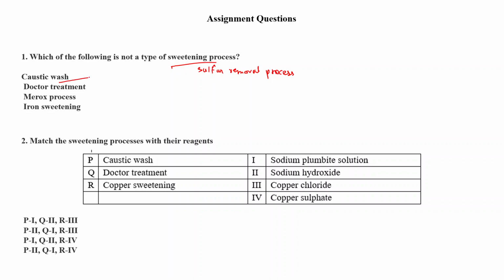So as we studied, the caustic wash procedure is there, doctor treatment is there, Merox is there, but the fourth one was copper treatment. So here we can clearly see that this is the correct answer. There is no such procedure as iron treatment.